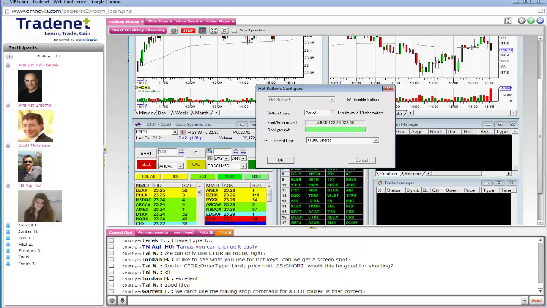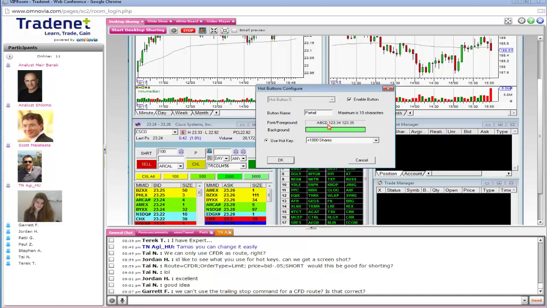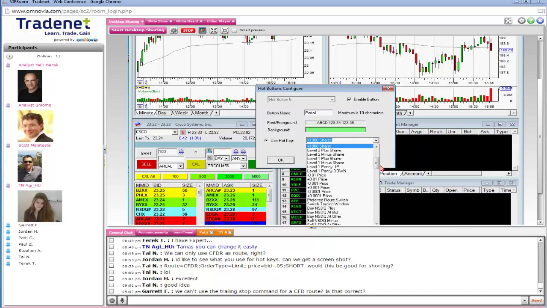Every time half of my position, because taking partial profit means to take half of what I have in the account. Now this is what's going to be titled on the button. Then I can choose the background from the color plate, whatever you like. Here I put a bright green, and then use hotkey. Clicking on the drop down menu, we can see a long list of options.